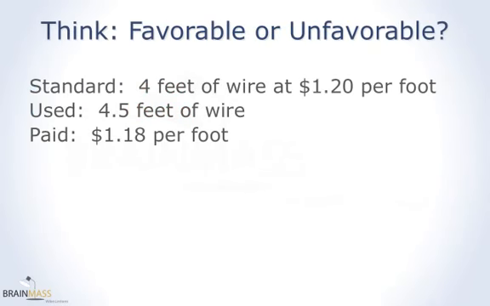So let's think. Here we have a standard, 4 feet of wire for every unit we produce, and we want to pay $1.20 per foot. But during the period we used 4.5 feet of wire per unit produced, and we paid $1.18. So, was the price favorable or unfavorable? Was the usage favorable or unfavorable?